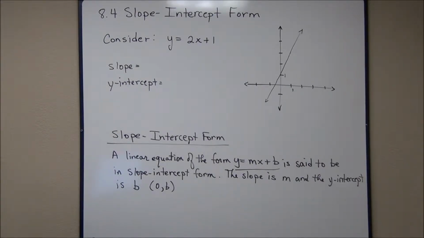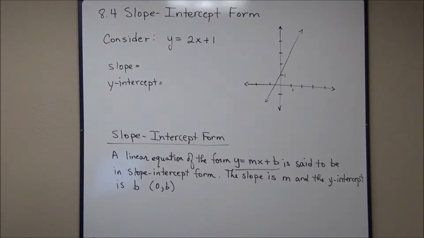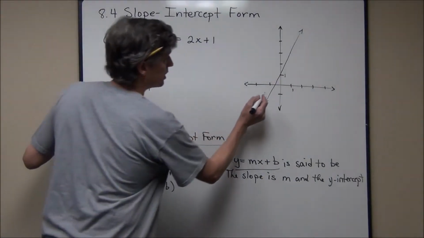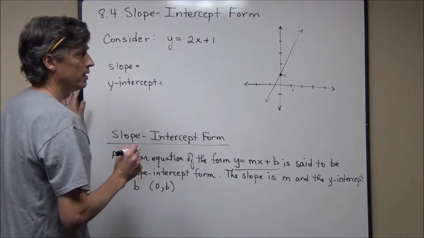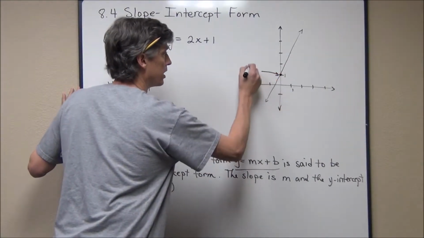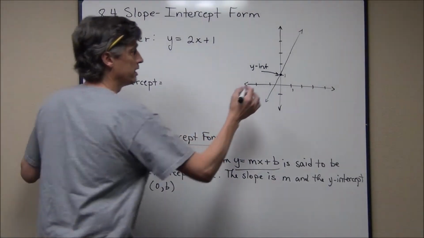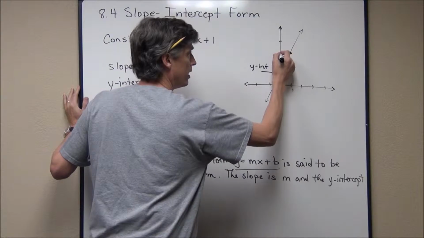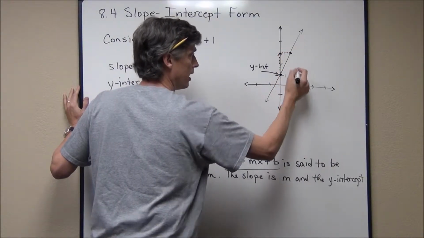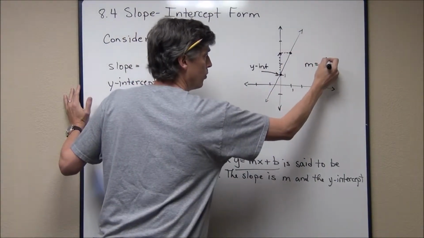Now what I'd like for you to do is look at this line that I have graphed over here. As you can see, it's not very well drawn, but it crosses the y-axis right here at the 1. This is called the y-intercept. Since I have a couple of points here that I can use, I can see that my rise over my run, my slope, is up 2, right 1, 2 over 1.